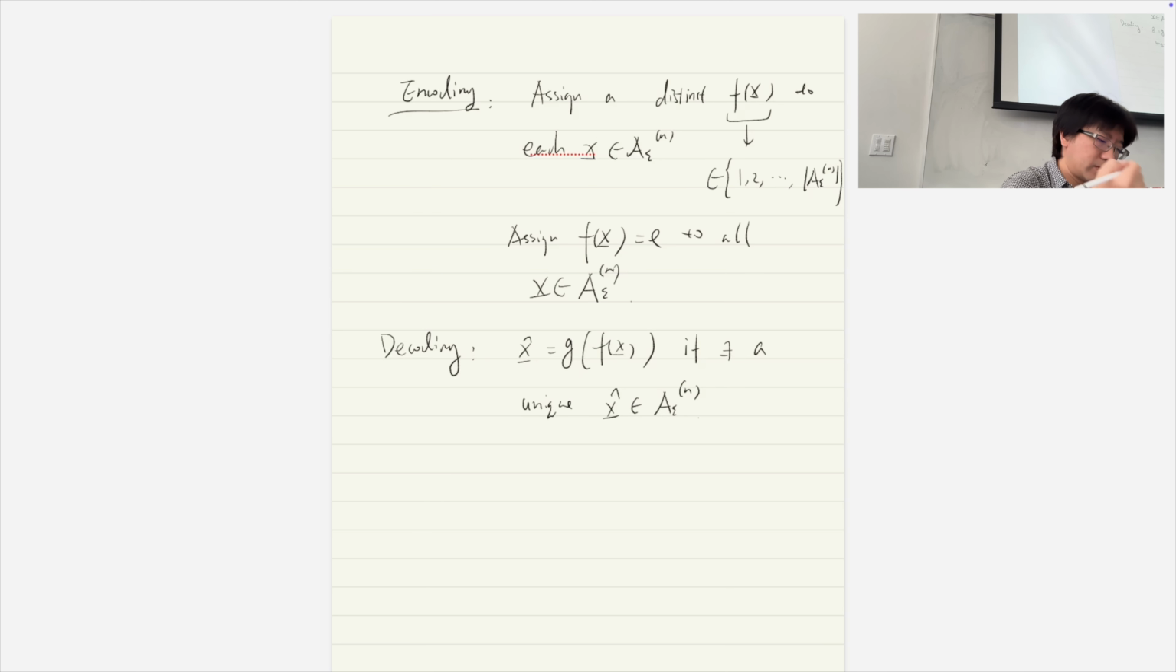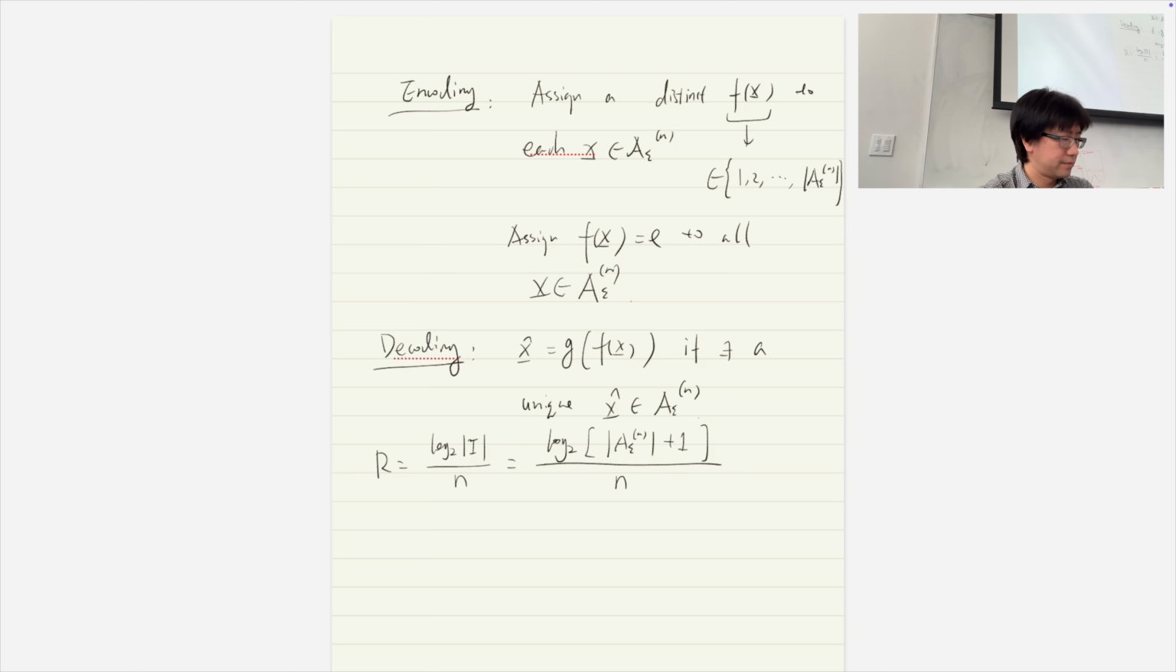All right, so now we have the encoding function, we have the decoding function, and now let's compute the rate. As we said, rate equals this. So now let's compute it. This equals log 2 of the cardinality of the typical set plus 1, and then we divide it by n.